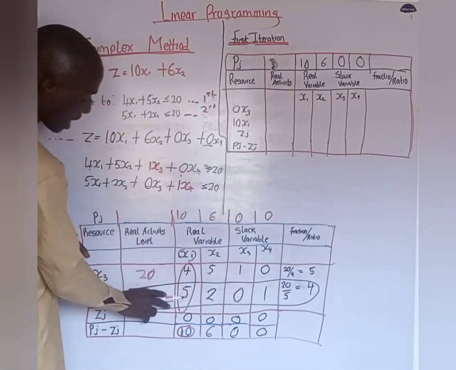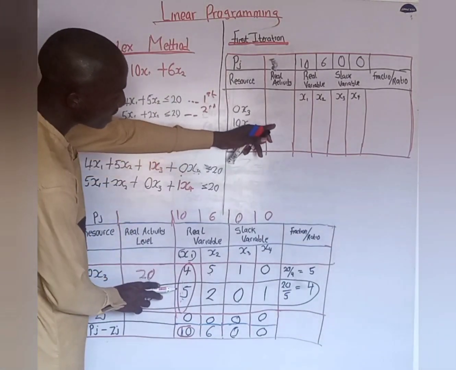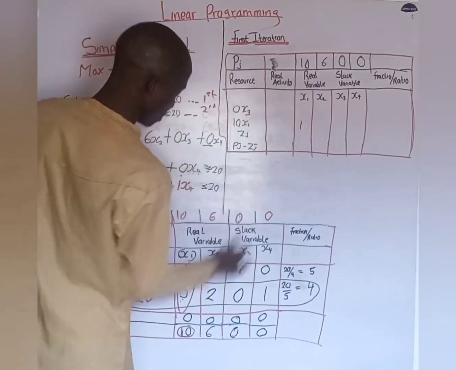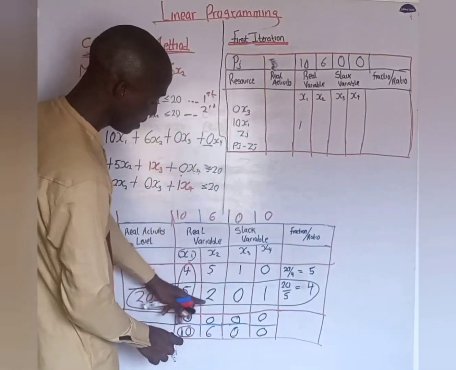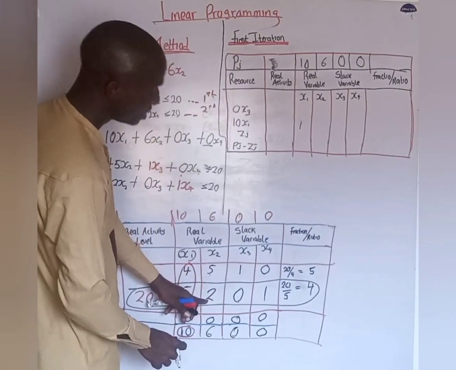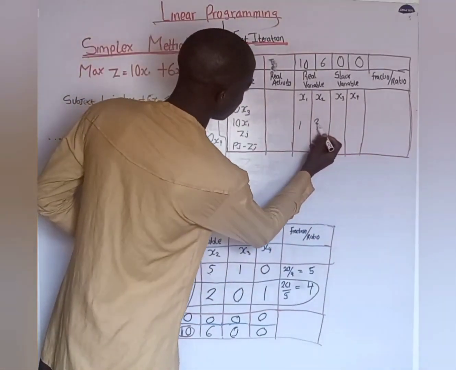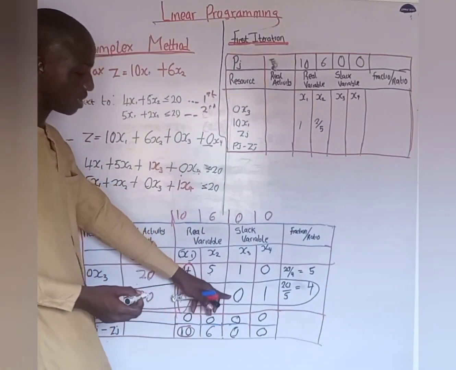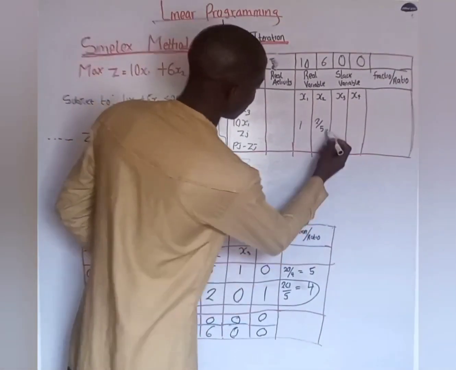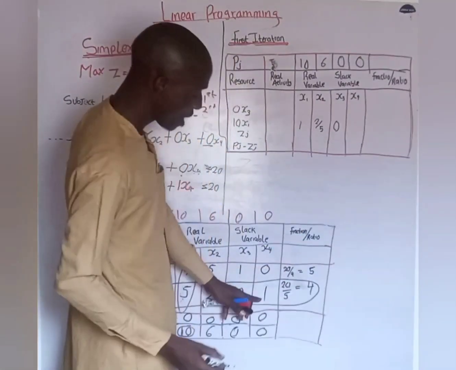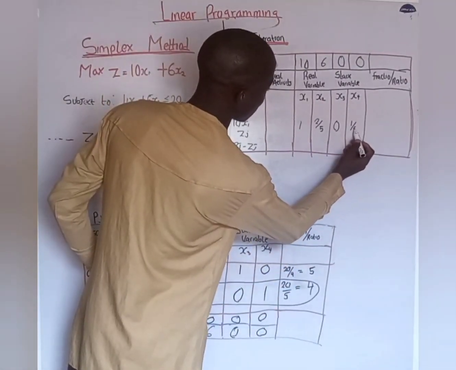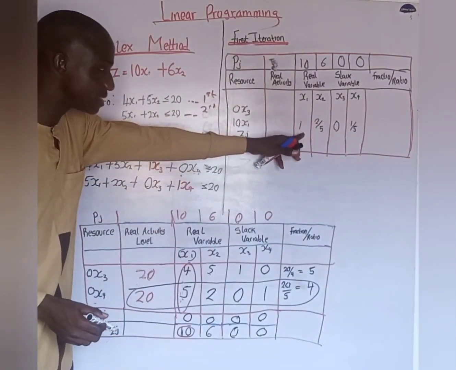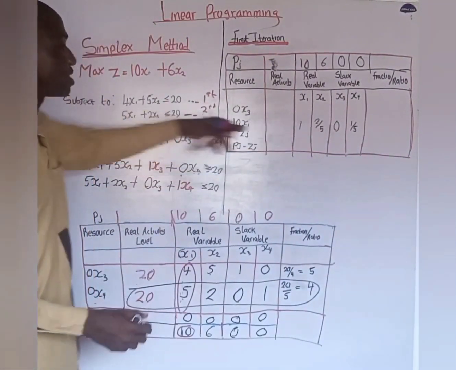So I'm going to be having 5 divided by 5. My new value will now be 5 divided by 5, which is 1 under x1. Then 2 divided by 5 will be 2 over 5. Then 0 divided by 5 will be 0. And 1 divided by 5 will be 1 over 5. That's it. I have made my key element 1 with respect to the elements in the row.